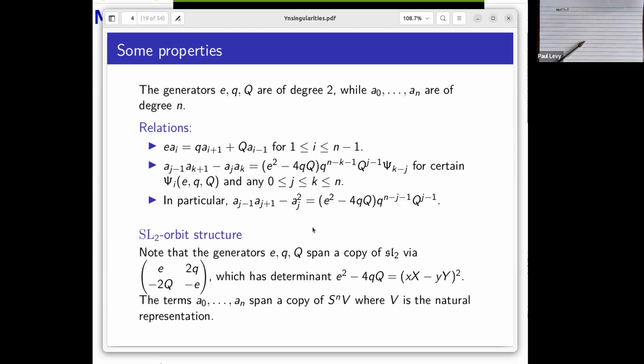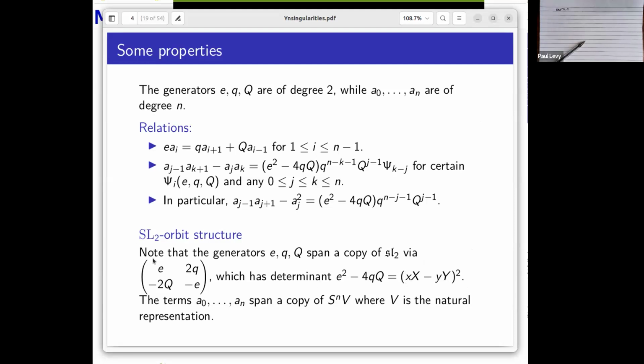Now, so if you write the E, Q, and Q, these letters were chosen by Cedric Bonafé, but maybe not. Yeah, okay, you might want to choose different letters if you're a bit confused by them. If we put E, Q, and Q into an SL2, then that E squared minus 4QQ is just the determinant. And that's kind of the right way to think about these. And if you go back to the generators of the original coordinate ring on C4, then another way to think about this determinant is the square of this semi-invariant. I'll come back to that a bit later as well.